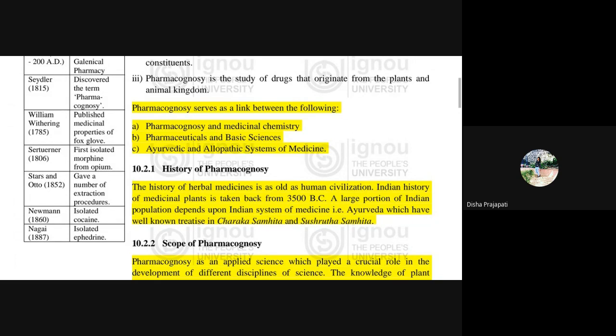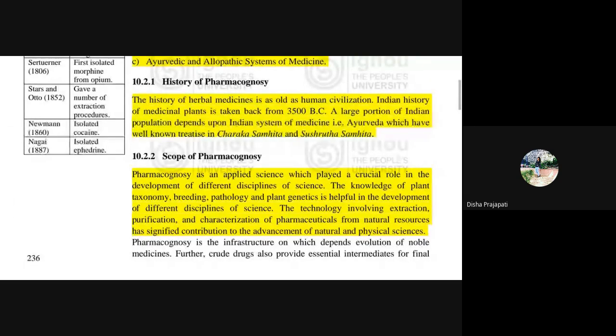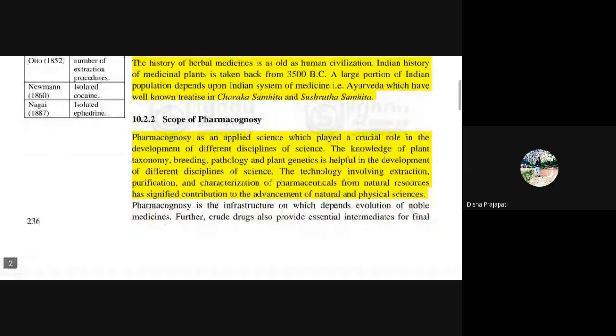What is the scope of pharmacognosy? Pharmacognosy as an applied science has played a crucial role in the development of different disciplines of science. The knowledge of plant taxonomy, breeding, pathology, and plant genetics is helpful in the development of different disciplines of science. The technology involving extraction, purification, and characterization of pharmaceuticals from natural resources has made a significant contribution to the advancement of natural and physical sciences.